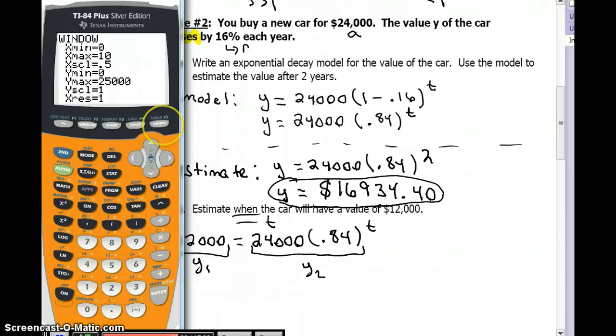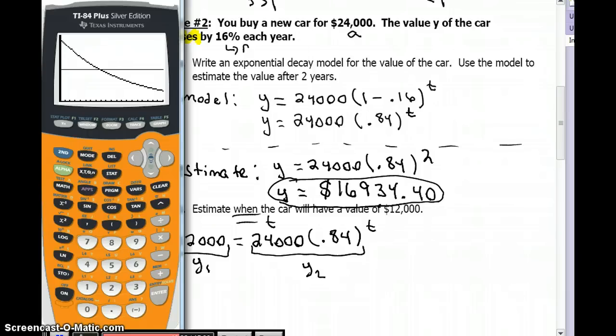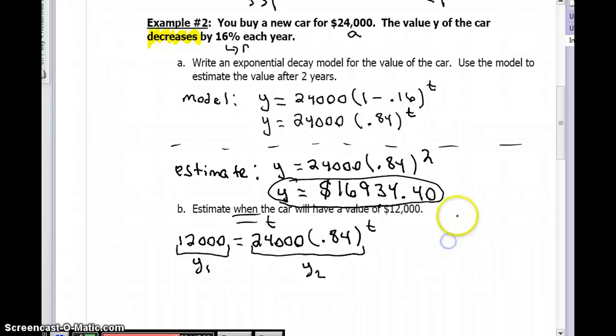And then when I graph it, here comes the graph. There's where 12,000 is, and you'll see the decay coming down like that. It graphs pretty slowly, so I'm going to sketch a graph over here, and we definitely want you to sketch the graph. So when you're solving using your calculator, just give a quick sketch of the graph. This is going to be our t, and this is going to be our y.